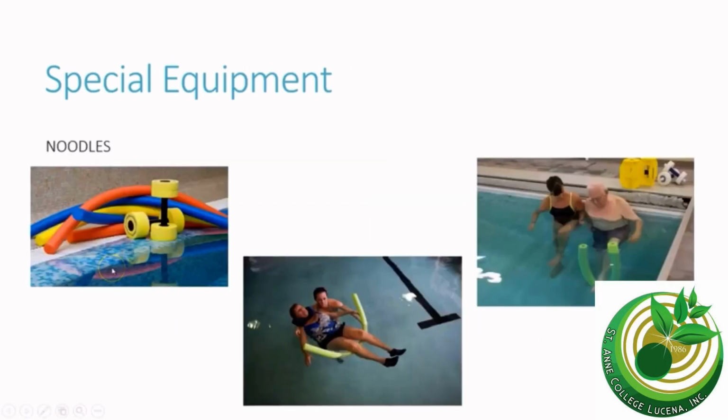Like I said, we use noodles all the time. They are relatively inexpensive equipment that we can use. So here you see we're using them for flotation, just for support to help keep the person's legs up. And here he's actually using this noodle for resistance exercise. By placing his foot in, he's pushing his foot down towards the bottom of the pool. You're actually working hip extensors and hamstrings a little bit by pushing that noodle, which would normally float, down through the water. We're doing some resistance training.